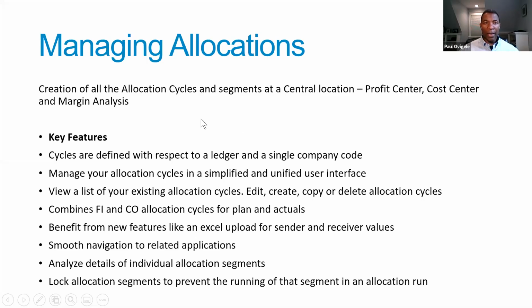Right, so the manage allocation app, as mentioned, is the creation of the allocation cycles and the segments. For those, I'm pretty sure everyone on this webcast knows, but to create an allocation, you first create a cycle, which is kind of like a high-level umbrella that says, this is what I want to allocate, like warehousing cost is a cycle. Then within the cycle, you have segments, and the segments are more specific to what your senders and receivers are and what kind of allocation it is. So it's almost like you have a wheel and you have spokes in the wheel. The cycle is the wheel, the segments are the spokes.